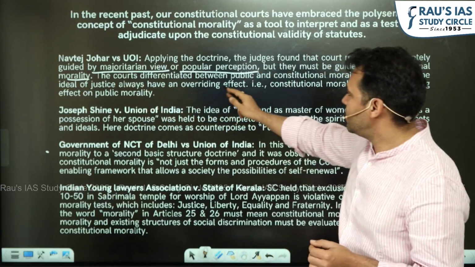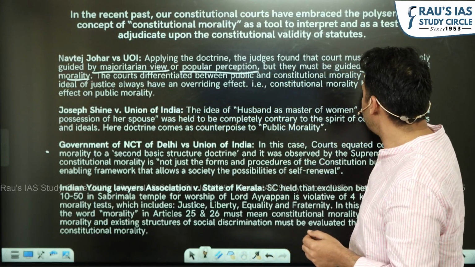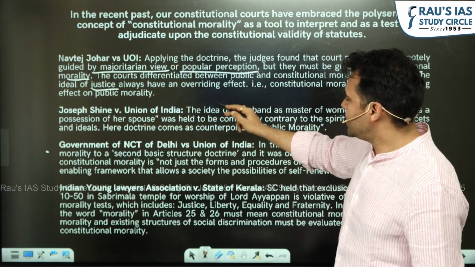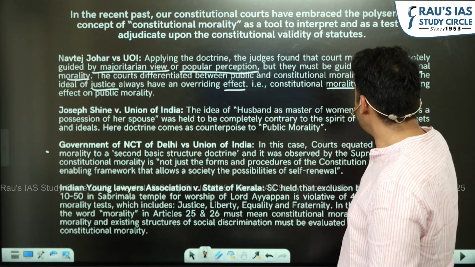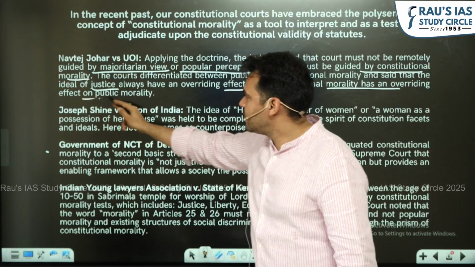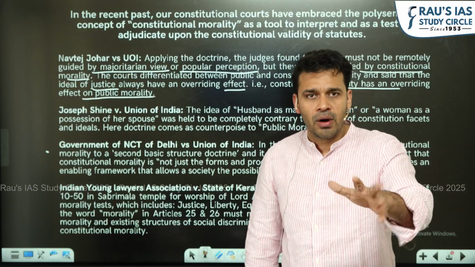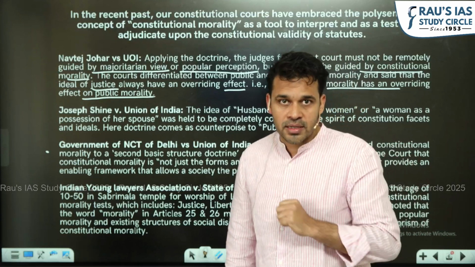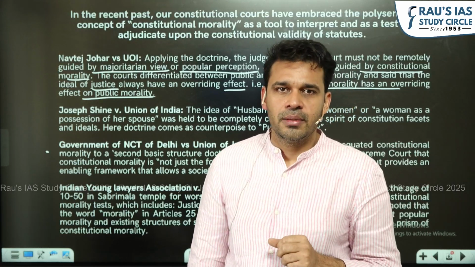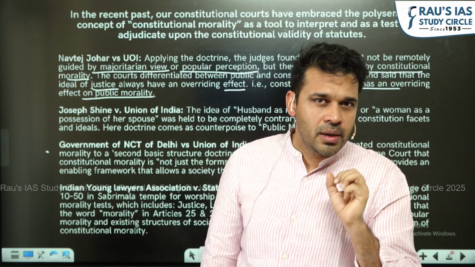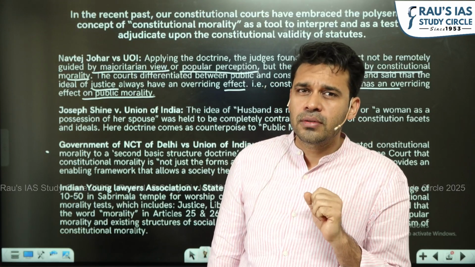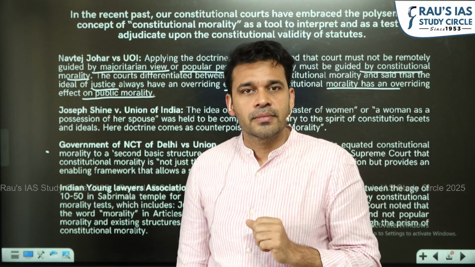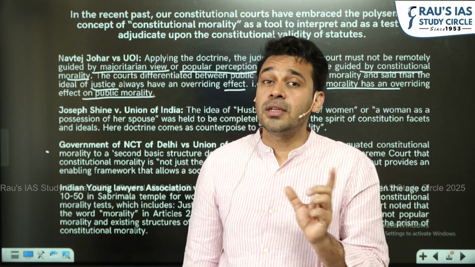The courts differentiated between public and constitutional morality and said that the idea of justice always has an overriding effect, that is, constitutional morality has an overriding effect on public morality. We will not consider what people think about gender choices or intercourse choices. We will be moved by the constitutional values. What are the constitutional values? Article 21 provides for privacy. Article 14 provides for reasonable classification.